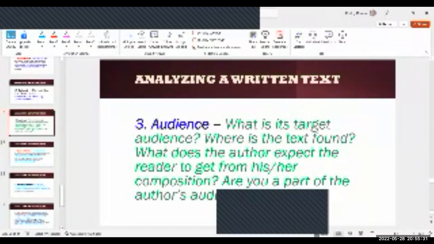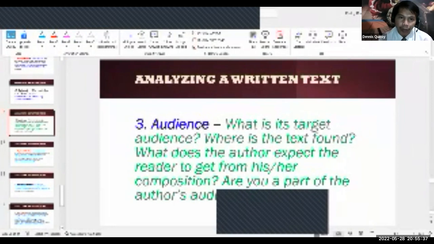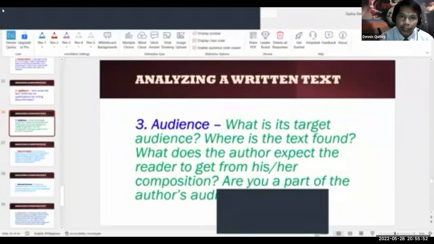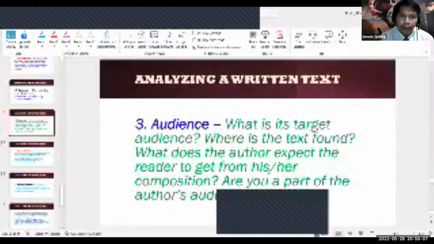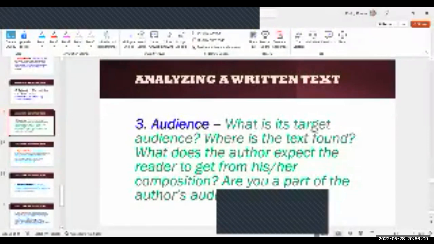What is its target audience? Where is the text found? What does the author expect the reader to get from his or her composition? Are you a part of the author's audience? So the audience will identify para kang kinsa kana siya nga message. Example, kung para sa mga bata, so the written text or the story or the statement para sa bata. Mao na siya. You need to identify the audience para mahibawan mo para kang kinsa ang message. Okay? Mao na siyang audience.